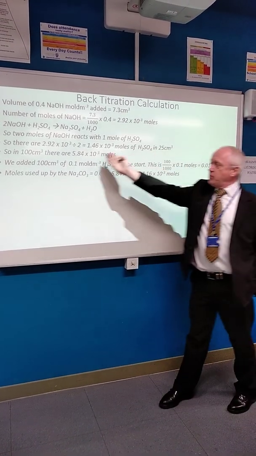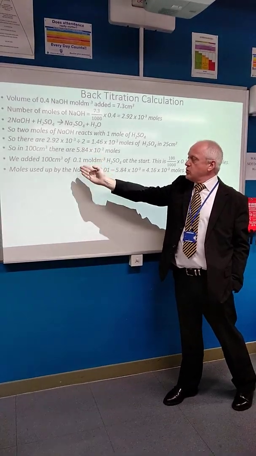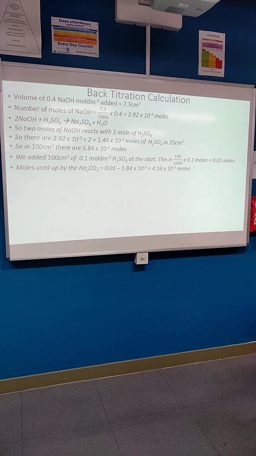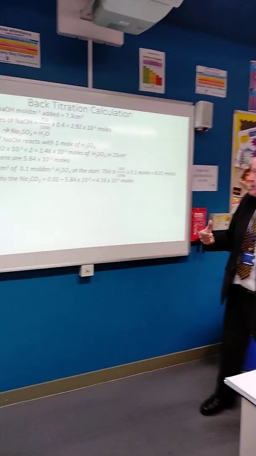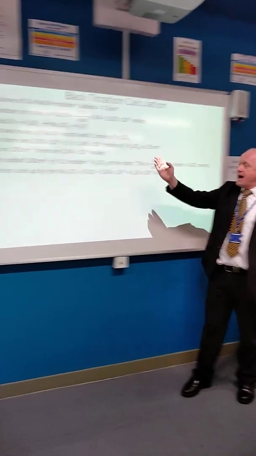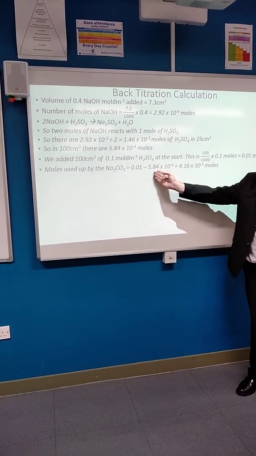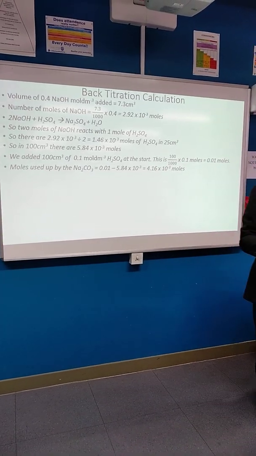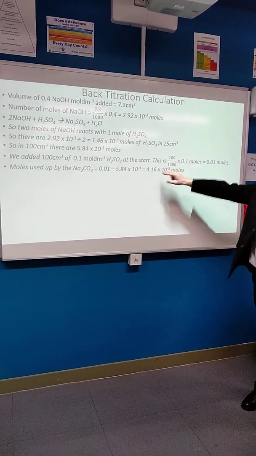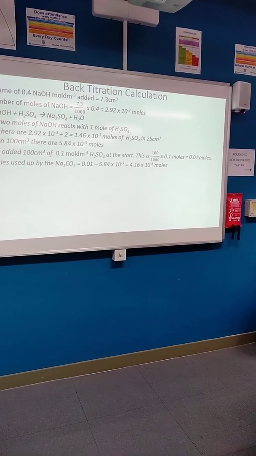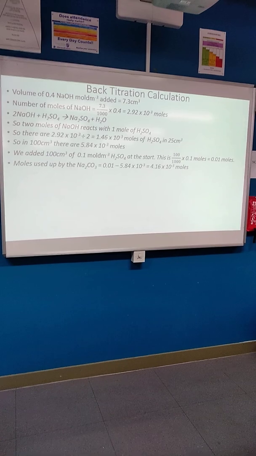We finished up with this much. So, when we added the sodium carbonate, it must have reacted with some. And the amount that it's reacted is the starting moles minus the final moles. So it's 0.01 minus 5.84 times 10 to the minus 3 gives us 4.16 times 10 to the minus 3 moles that have been used up.